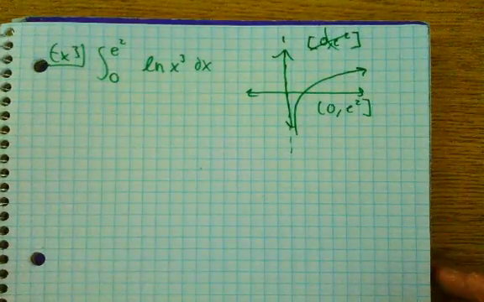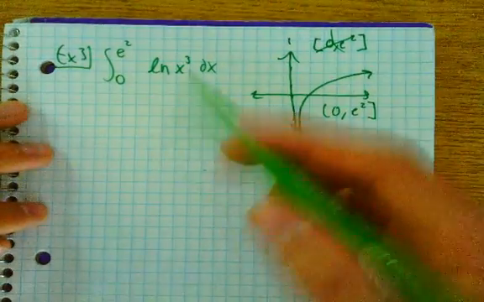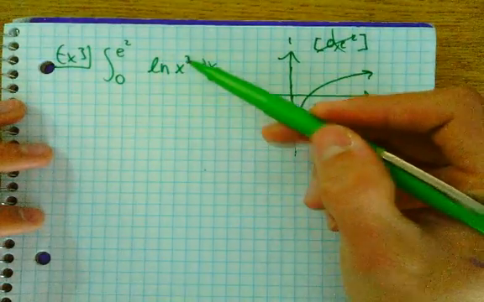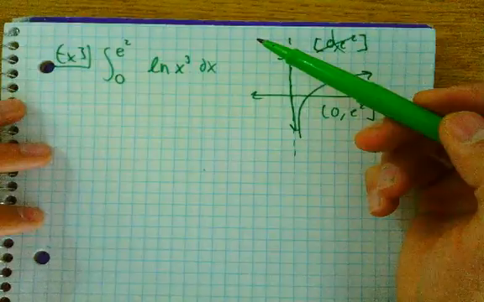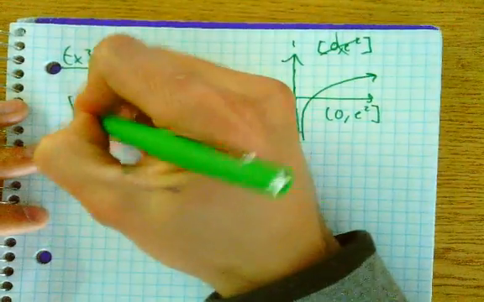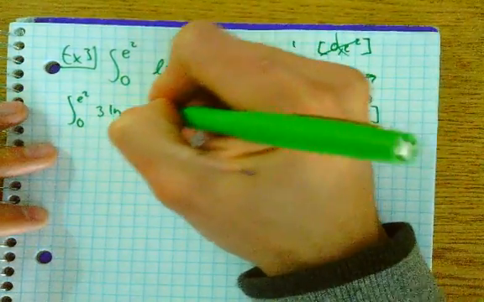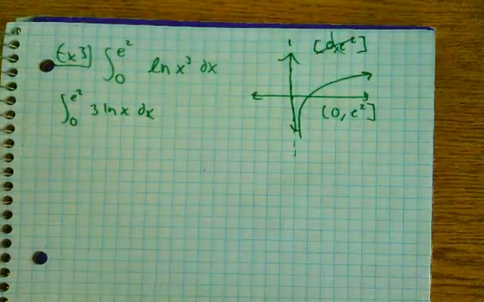Okay. So, one of the things I want to do before I begin integrating this thing, are you guys okay if I bring this 3 to the front? So I don't have a power. So then I'm going to rewrite this as the integral from 0 to e squared of 3 natural log of x dx. You guys with me?